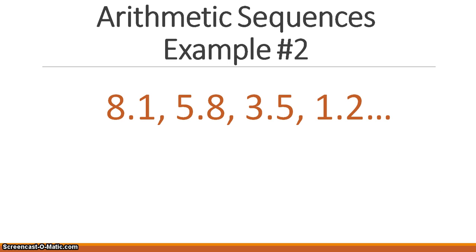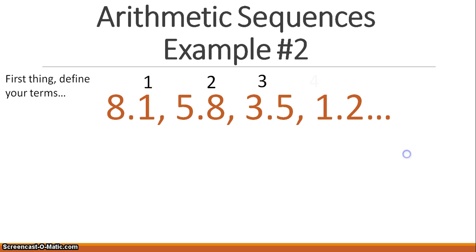Let's look at our second example. We define our terms. A sub 1 is 8.1, that's my first; 5.8 is my second, 3.5 is my third, and 1.2 is my fourth. Then I'm going to find my difference.